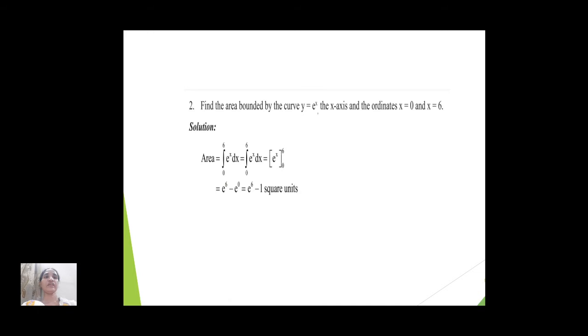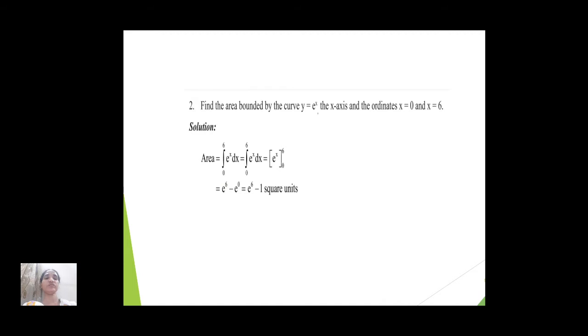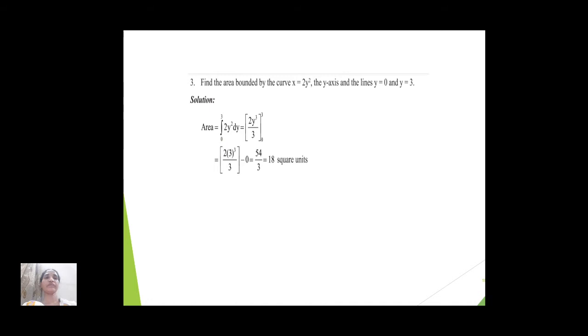Next, find the area bounded by the curve y equal to e power x, the x-axis and the ordinates x equal to 0 and x equal to 6. Area equals integral 0 to 6 e power x dx, that equals e power x, limits 0 to 6, e power 6 minus e power 0, that means e power 6 minus 1 square units.